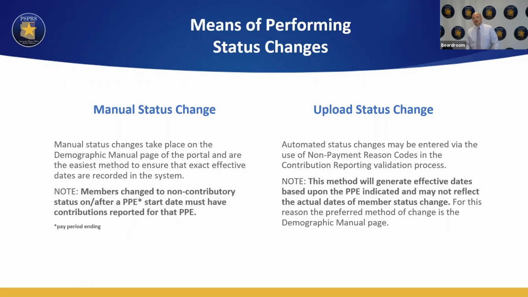Then there are other status changes that can take place in the contribution reporting process. Those are performed with the use of non-payment reason codes through the validation process. We'll look at both of those steps, which one is the preferred method, and how to go about making sure your statuses are accurate before you perform your contribution upload.